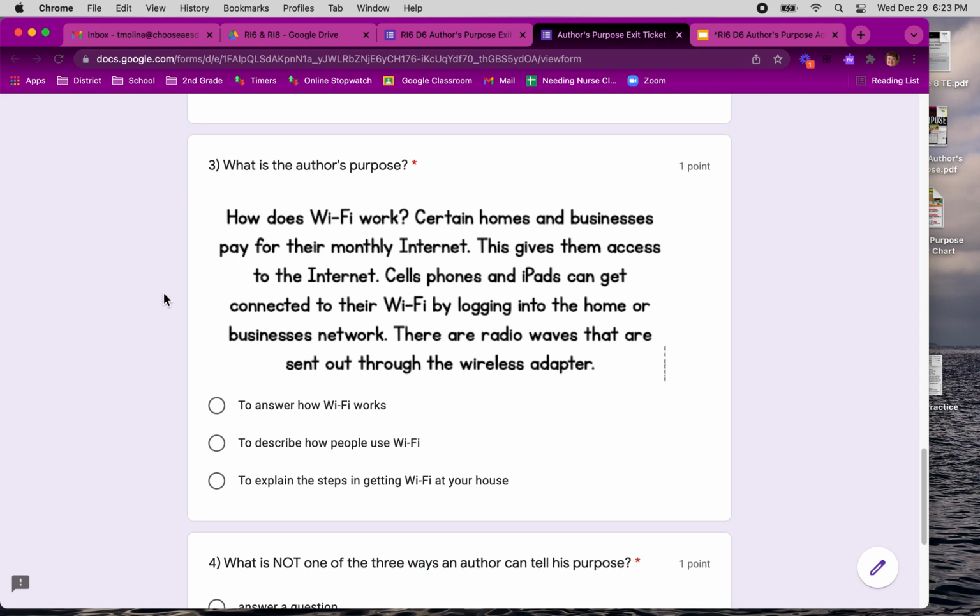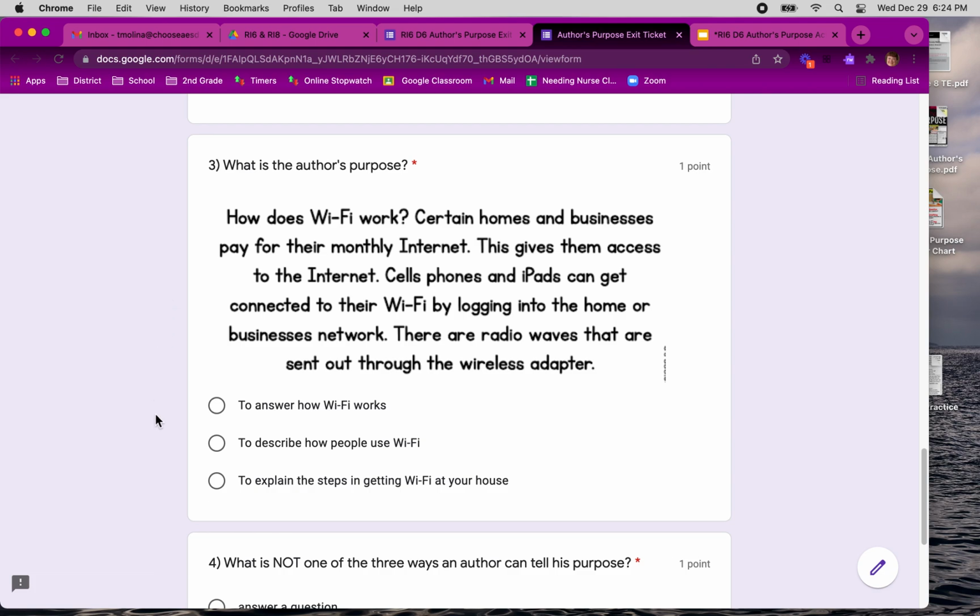How does Wi-Fi work? Certain homes and businesses pay for their monthly internet. This gives them access to the internet. Cell phones and iPads can get connected to their Wi-Fi by logging into the home or business's network. There are radio waves that are sent out through the wireless adapter.